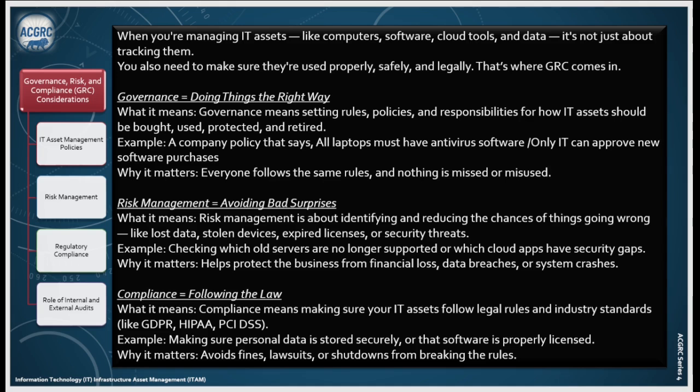Risk management is about avoiding bad surprises. It means risk management is about identifying and reducing the chance of things going wrong, like data losses, device getting stolen, licenses getting expired and you're not aware of it, security threats, etc. It helps protect the business from financial losses, data breaches, or system crashes. An example is checking which old servers are no longer supported or which cloud apps have security gaps. So that's the risk management aspect.